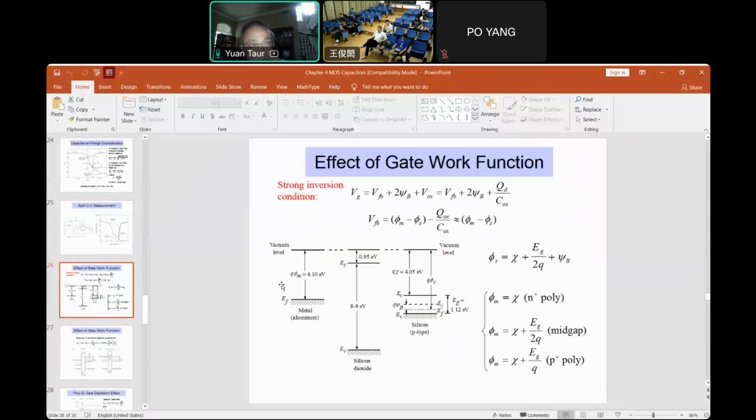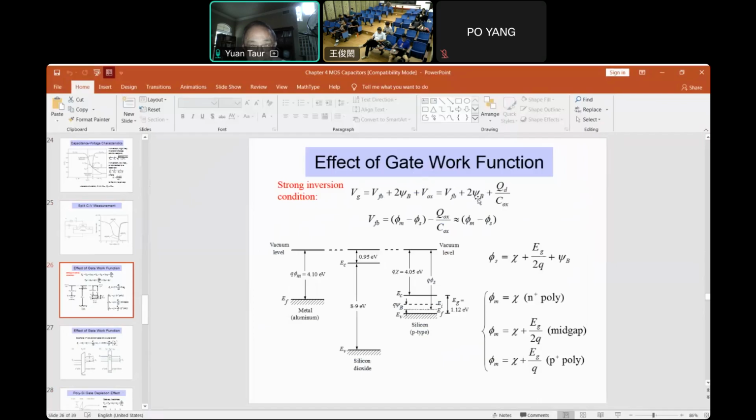The next is the effect of gate work function. Okay. So just to repeat, the condition for strong inversion, we covered, is the gate voltage equal to, there are three terms. The first term is flat band voltage. Second term is 2 psi B. The third term is Vox. And we showed that Vox is related to the charge in silicon, or depletion charge, divided by Cox.